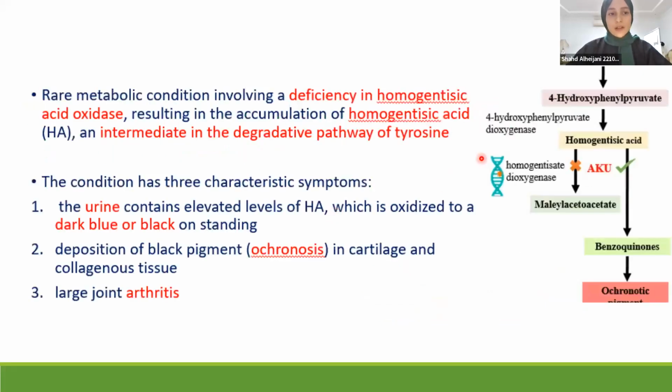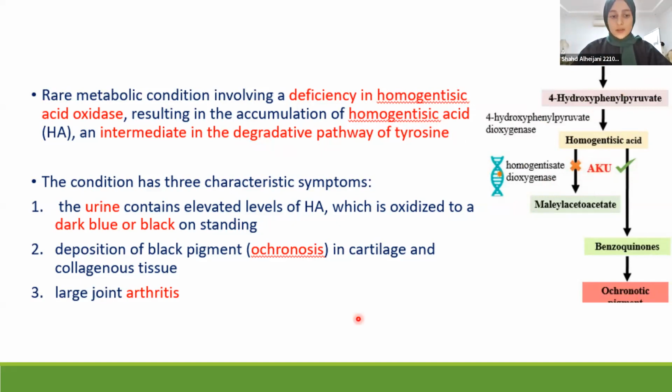This is a rare metabolic condition involving deficiency in homogentisic acid oxidase. So this is the pathway we have. We're starting with tyrosine, again, phenylalanine to tyrosine, and then tyrosine will be converted after several steps into homogentisic acid. Normally, homogentisic acid would move on to maleylacetoacetate. But the problem here is that the homogentisic acid oxidase enzyme is deficient.